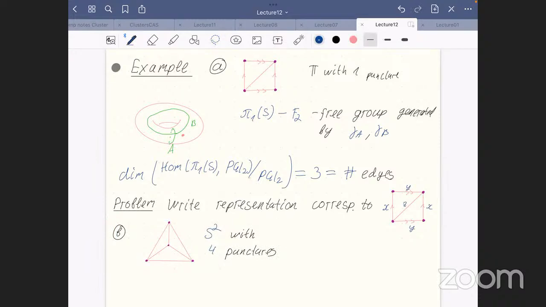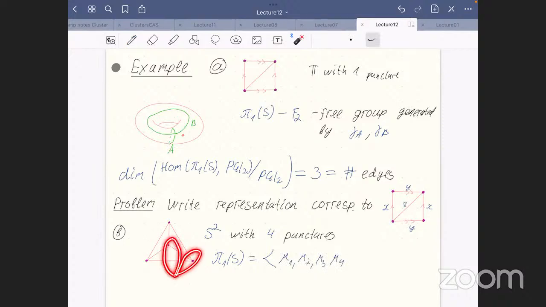Okay, S2 is for punctures. In this case, what is a fundamental group? So a fundamental group is generated by 4 matrices, M1, M2, M3, M4, which correspond to the passes around any of these punctures, which are subject of relations. The product is equal to 1.